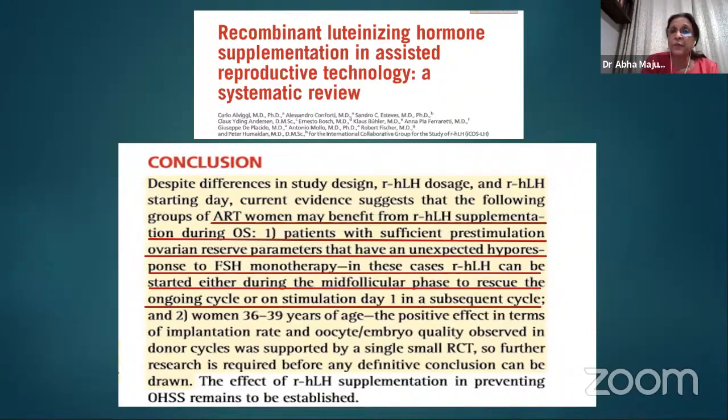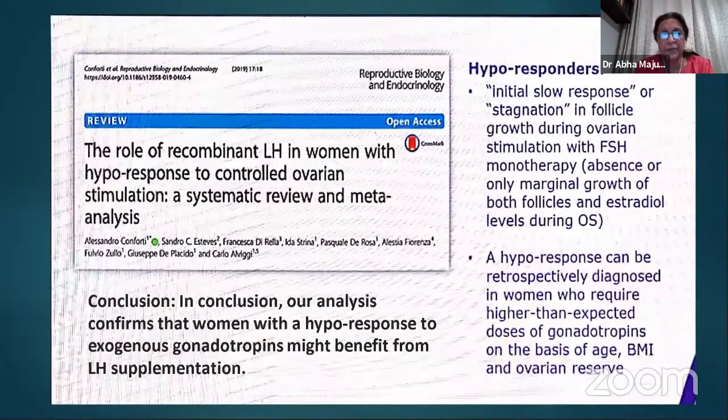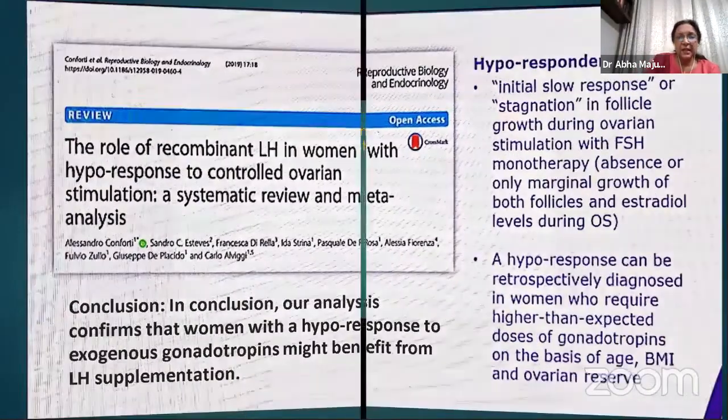So here comes a paper where they say that they have good reserves, but unexpectedly she became a hyporesponder. LH can be a good substitute in a subsequent cycle from day 1, and in the same cycle, if suddenly we find on day 6 that the response is less, then LH can be added. Similarly, the role of recombinant LH in women with hyporesponse to controlled ovarian stimulation, a systematic review and meta-analysis, concludes: in conclusion, our analysis confirms that women with hyporesponse to exogenous gonadotropins might benefit from LH supplementation.